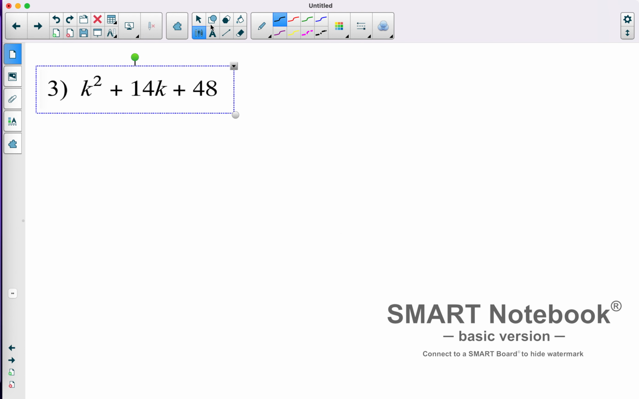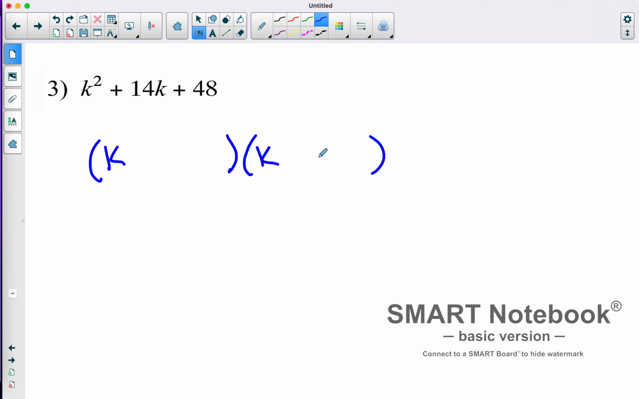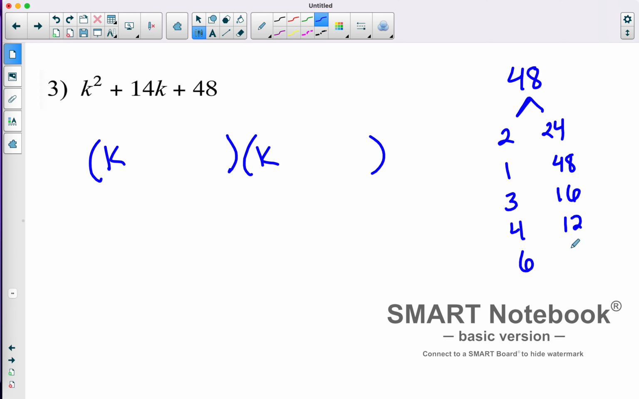In number 3, let's try to do that one. I have k squared, which would have come from k times k. Then we have factors of 48. What things could multiply to give me 48? Well, there's a lot. You could have 2 and 24. You could have 1 and 48. You could have 3 and 16, or 4 times 12, or 6 times 8. There are so many ones that you can check, but as you get better at it, you'll start to figure out that maybe you don't need to check every single one, and you'll find the factors a little bit quicker.